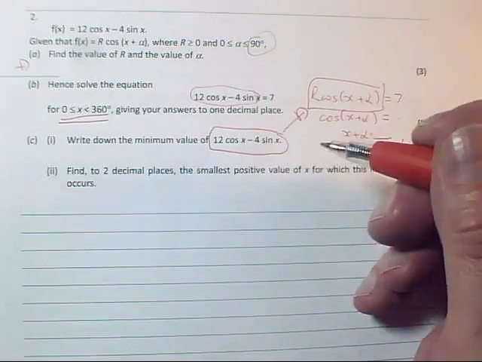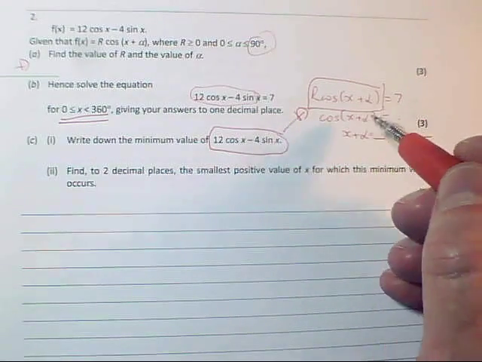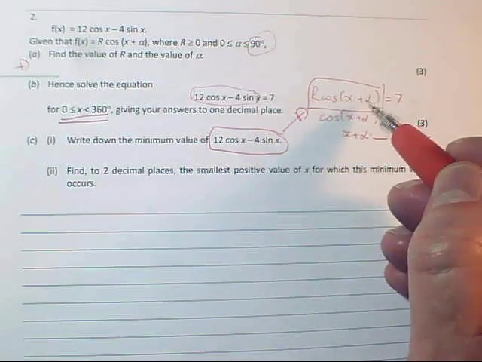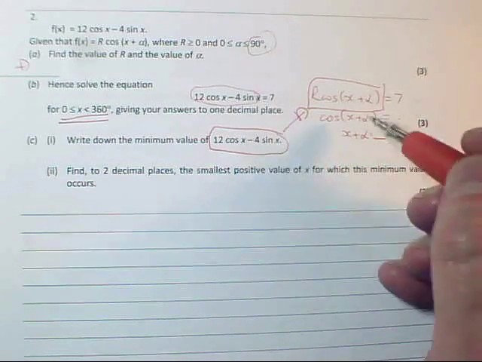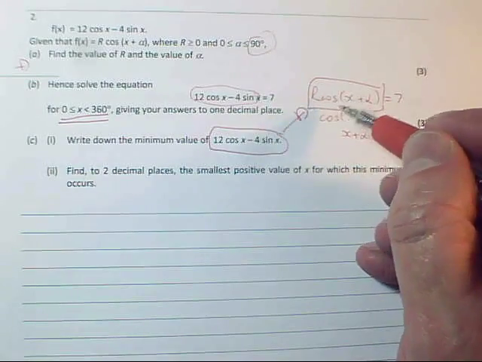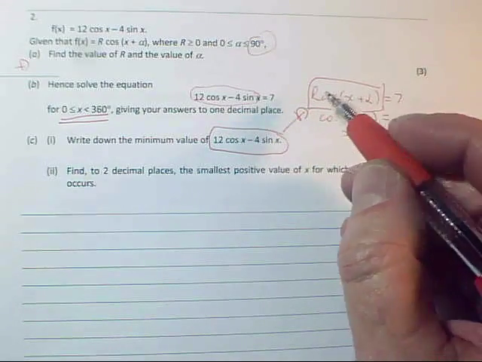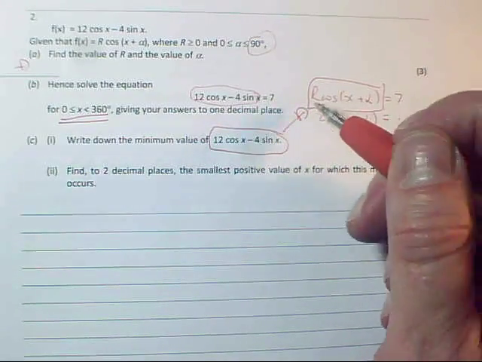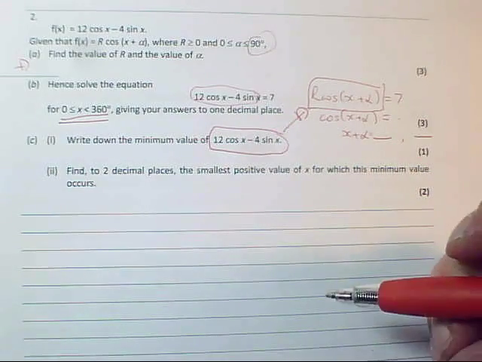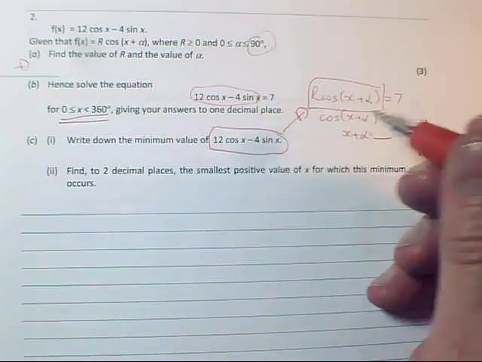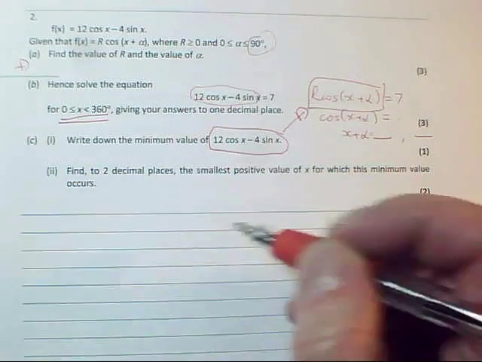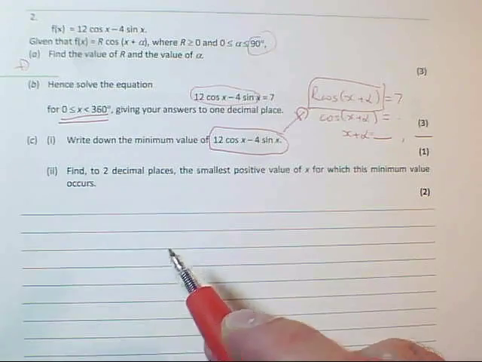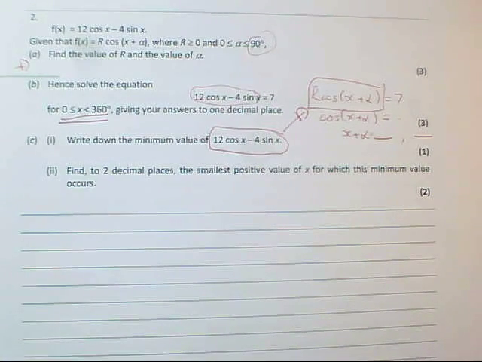So one way of getting the minimum value is to think what transformations this R causes and what transformation the plus alpha causes. Okay, and the ordinary cos graph, you know where it has maximum and minimum values. You can use the transformations caused by the R and the alpha to work out what the new minimum value will be and where that's going to happen. So that's what we've got to do. We've got to get the minimum value, and we've got to find out where it happens. So sketch the graph considering the transformations.